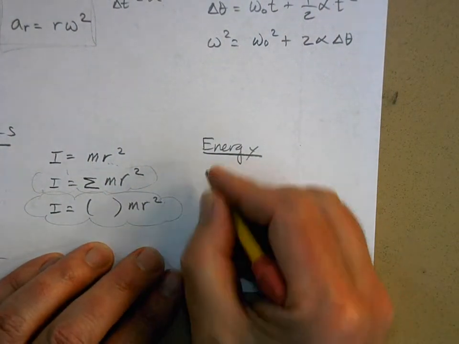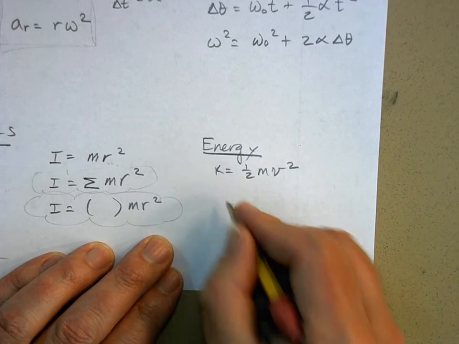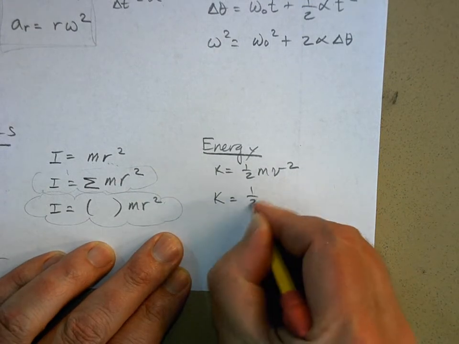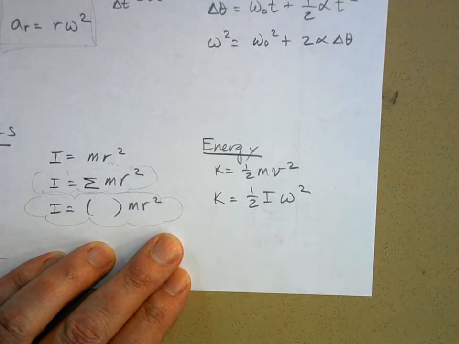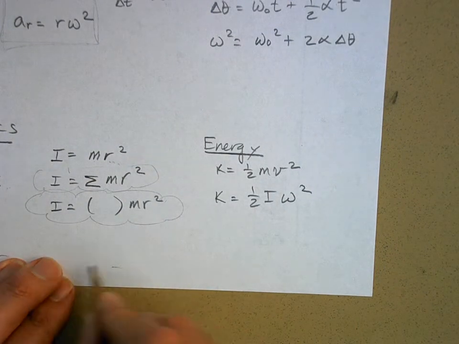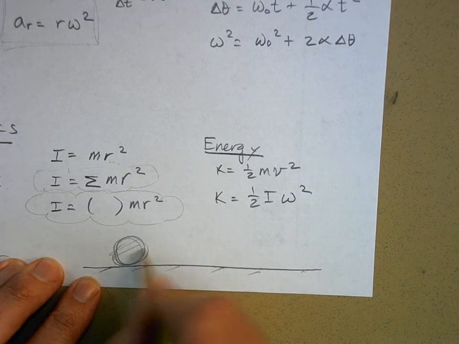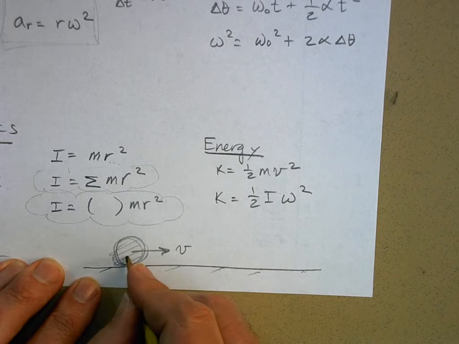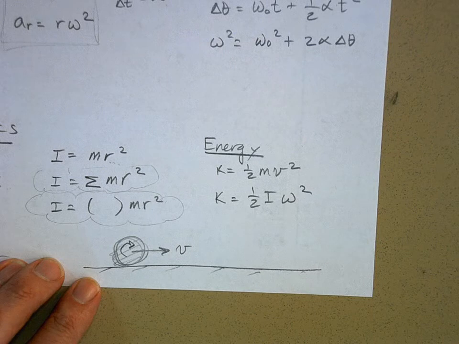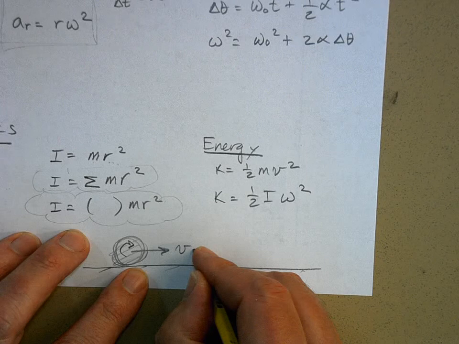Well, I have kinetic energy, K equals 1/2 mv squared. Well, we have the rotational equivalent of that, and we derive this: 1/2 the rotational inertia times omega squared. Now, of course, if I have some object that's rolling, like a wheel, and it's moving like this, but it's also rolling, well, now this rolling object has both linear kinetic energy and rotational kinetic energy. And v is equal to r omega.